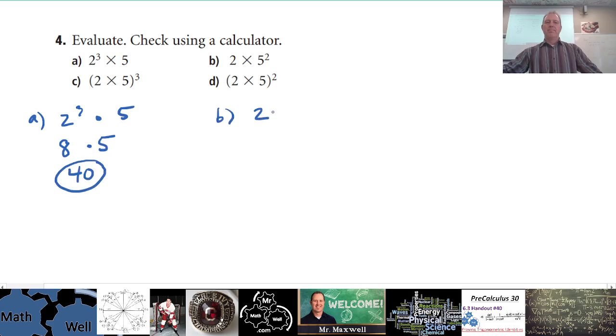B. You can use an x still, I guess, if they do. Again, multiplication, exponents, it doesn't matter which one is on the left and right. You always do the exponents before multiplication. So I'm going to do 2 times 5 squared is 25. The answer, 50.